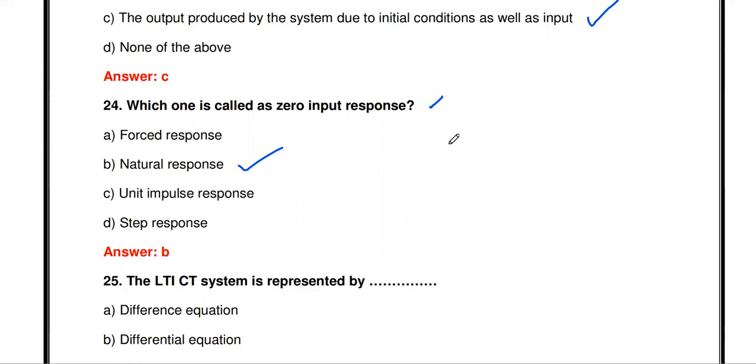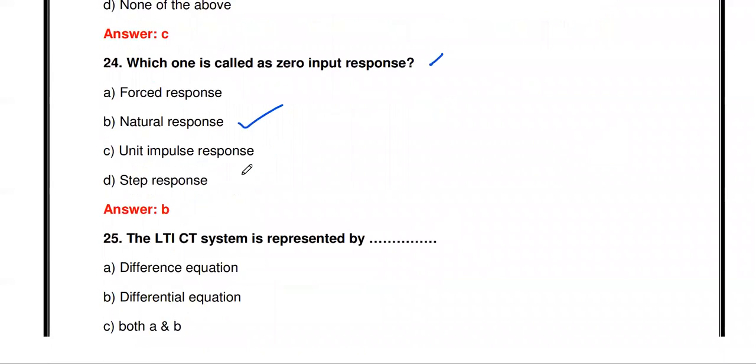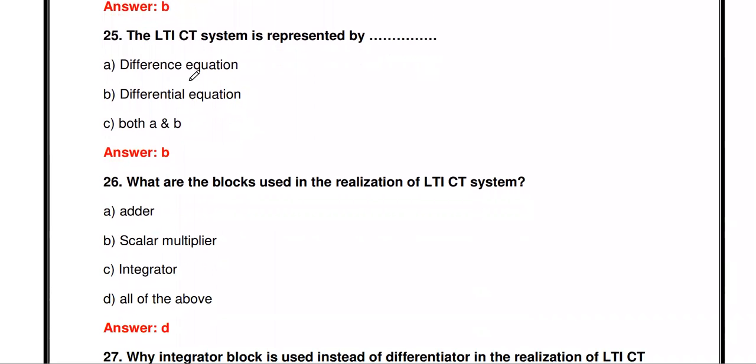Okay, so when the input is zero, we will get some output. That output is called the natural response. Then the next one: the LTI CT system is represented by a difference equation, a differential equation, or both. The LTI continuous time system is always represented by a differential equation.